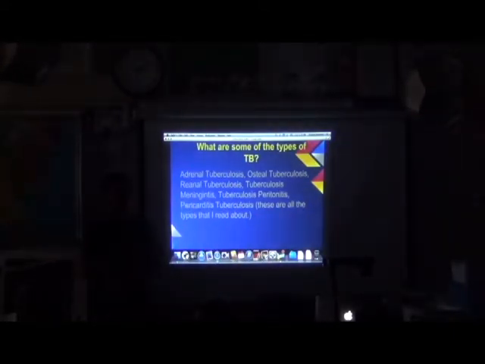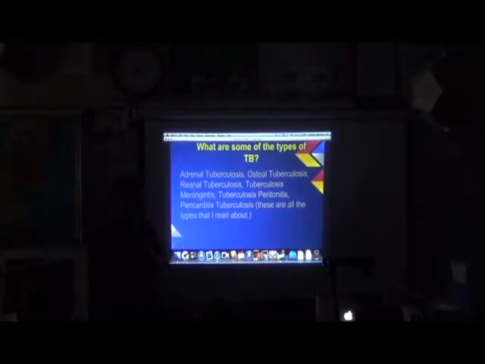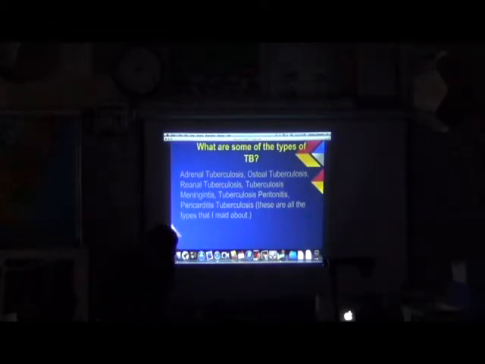What are some of the types of tuberculosis? I'm pretty sure you guys can read, so I'm just going to read two of them: internal tuberculosis and osteal tuberculosis, and so on. I'll give you guys 10 seconds to read.